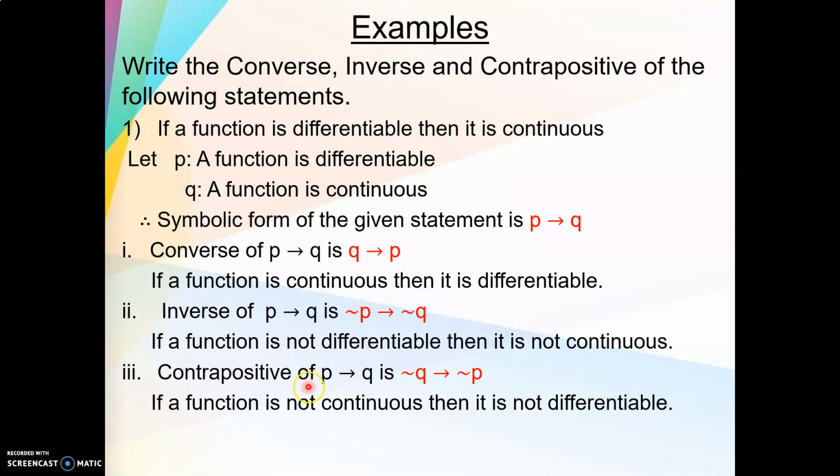Next is the contrapositive of P implies Q, which is negation Q implies negation P. So after the word if, you will write the negation of the second statement, then you will write the negation of the first. So if a function is not continuous, then it is not differentiable.